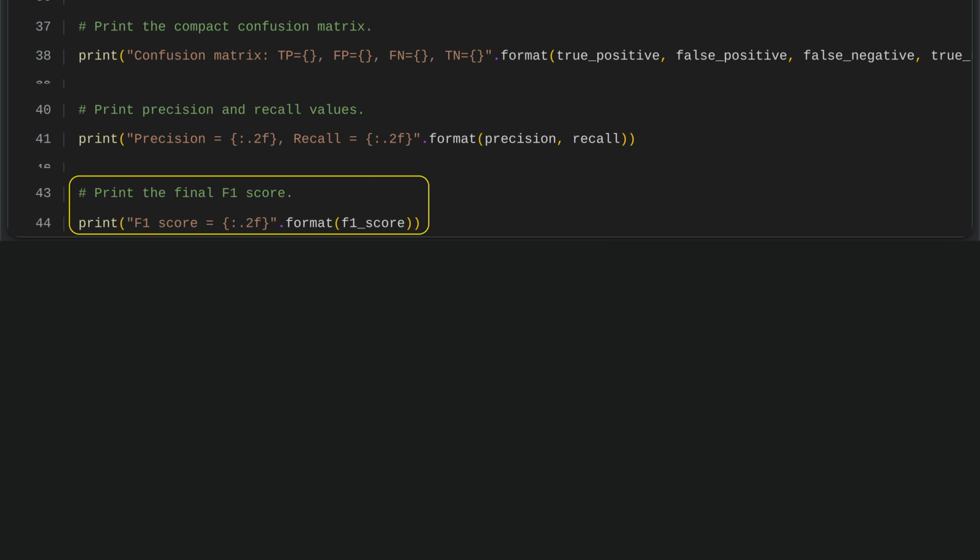Finally, we display the F1 score, which summarizes model performance by balancing precision and recall. Formatting it to 2 decimal places makes the result clear and easy to read.